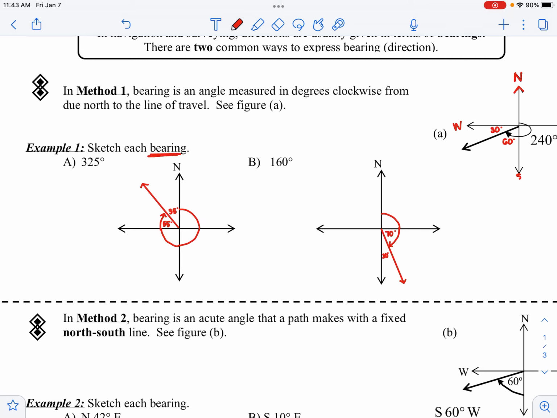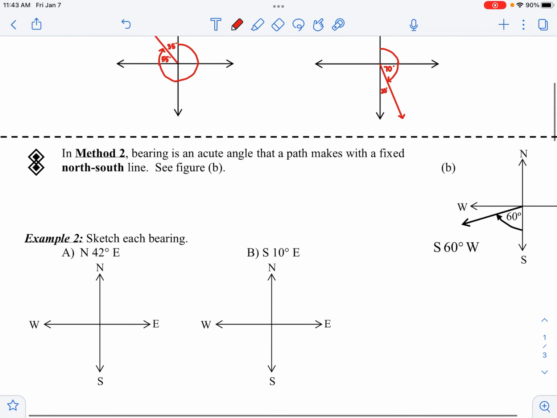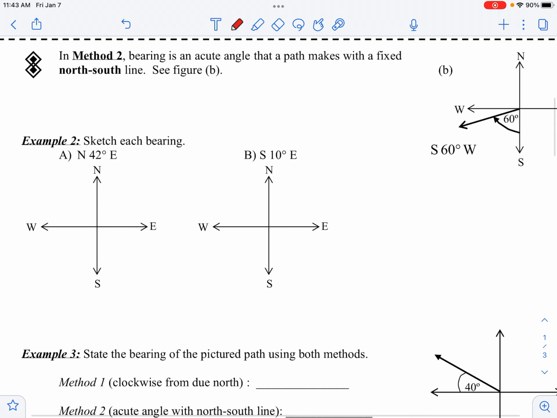So you're going to start from due north. So bearing right here, you start from due north, and then you go clockwise. Okay, you got to get used to that because we used to start at the positive x-axis and go counterclockwise, but now we're starting due north and going clockwise.